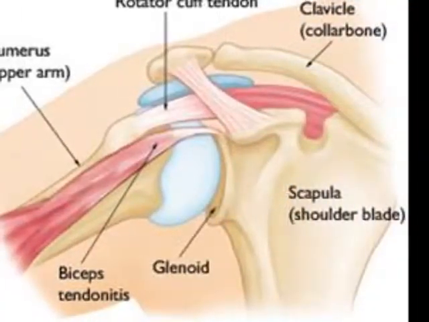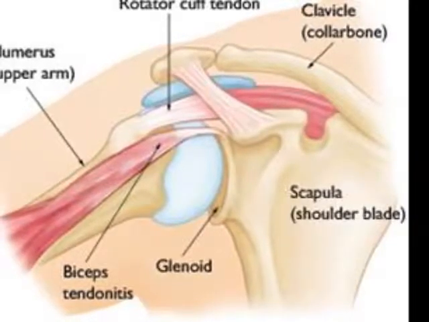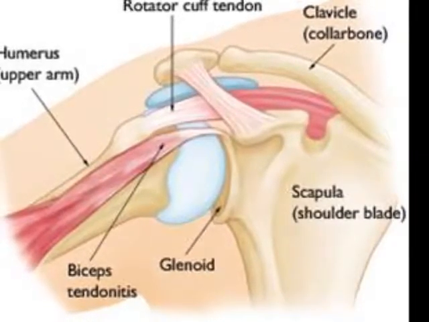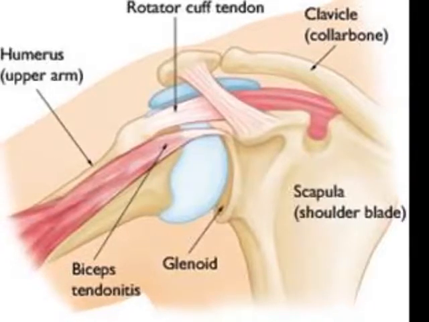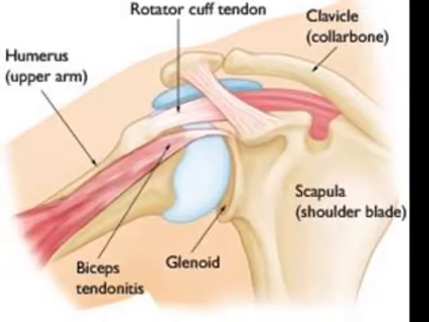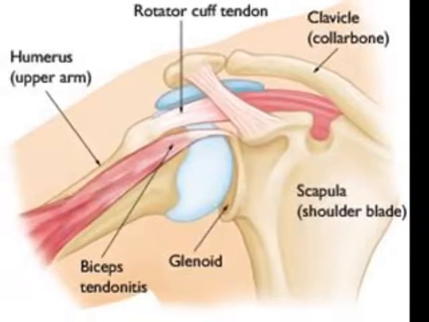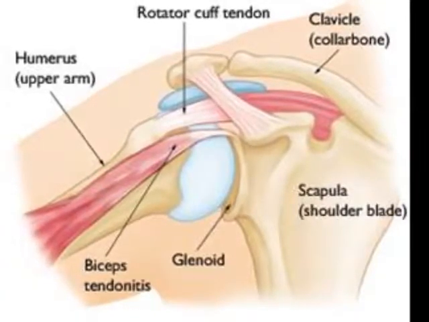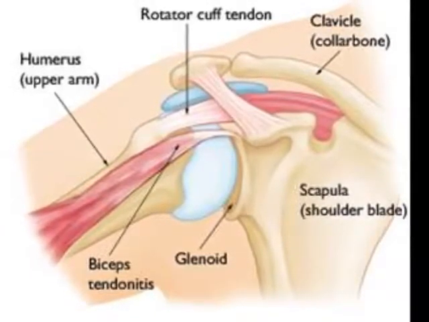The patient complains of anterior shoulder pain located over the tendon in the bicipital groove and a painful popping or snapping sensation as the tendon slips in and out of the groove during medial and lateral rotation. Tenderness is present directly over the biceps tendon.